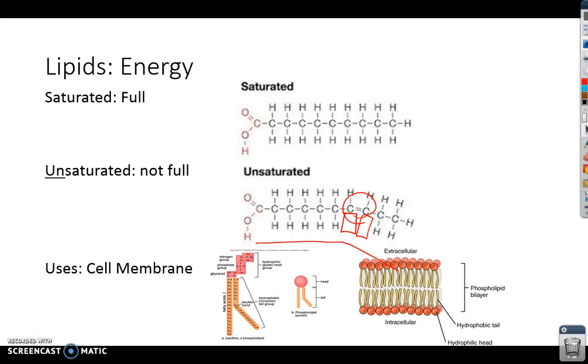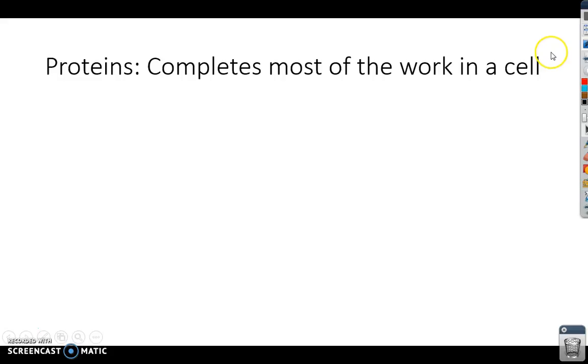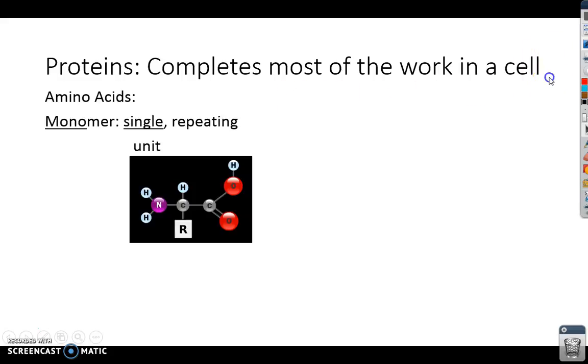All right, so that was our lipids. Next ones are proteins. Proteins complete most of the work in a cell. They're enzymes, they're collagen, they're all these other units. So an amino acid is the basic building block, a monomer for a protein. Again, a monomer is a single repeating unit. This is a monomer. So there are a bunch of different amino acids.